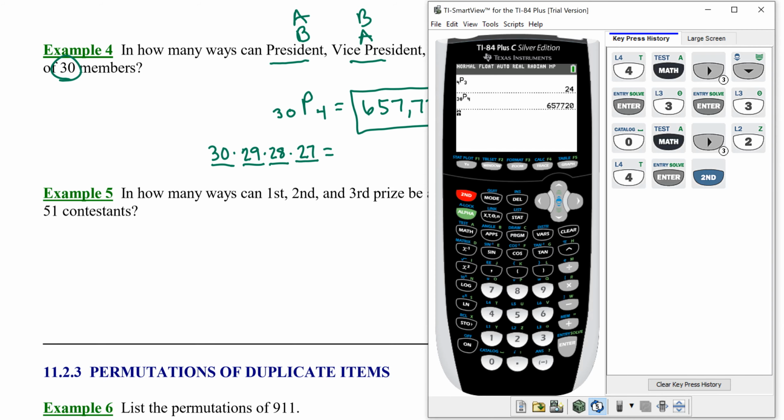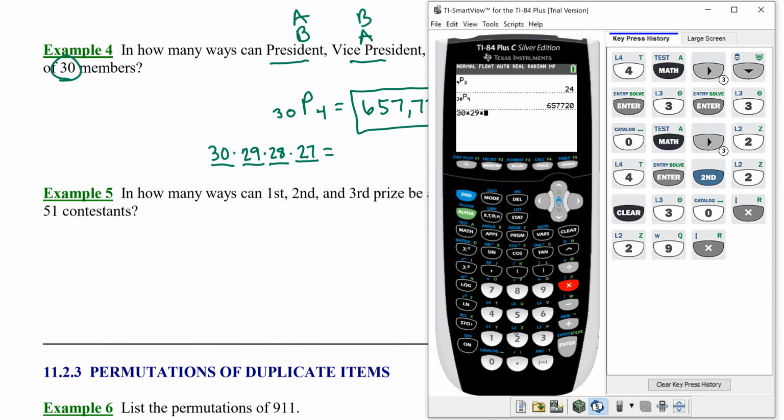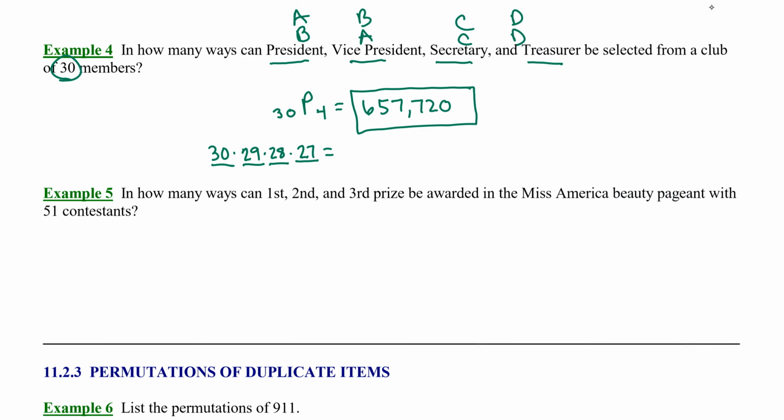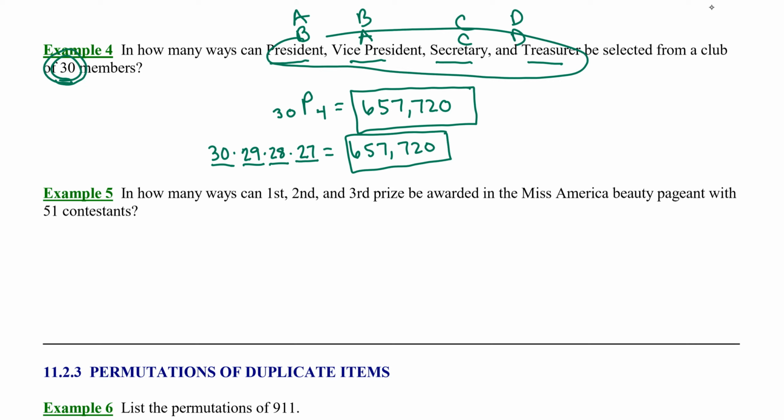Notice what happens when we multiply these numbers together. 30 times 29 times 28 times 27. We get the same result, 657,720. So you can view this either as a permutation, that is, you have a total set and you're selecting them 4 at a time and the order matters, or you can view it as you have a series of 4 individual decisions to make, and then you can count the number of choices for each decision. So the permutation is built on the fundamental counting principle, just a different perspective.